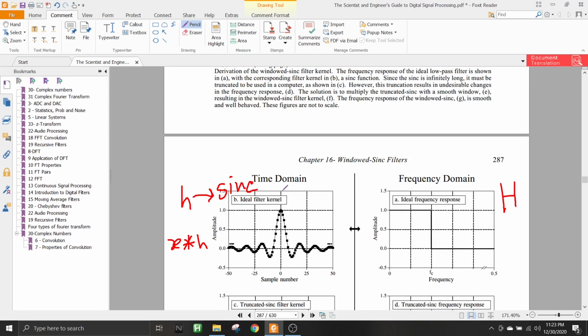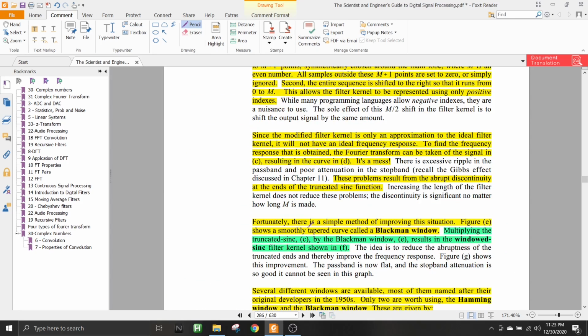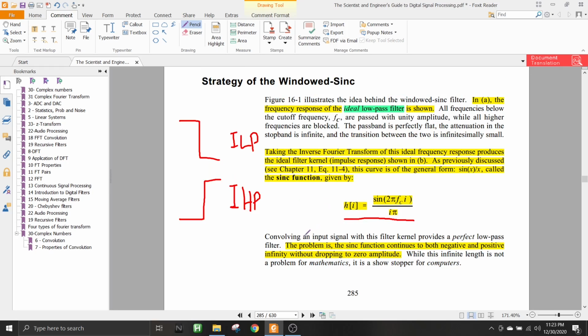One theoretical thing to notice is that the sinc function is an infinite function. But we cannot store infinite signals in our system, so there will be a problem due to this. This is the next problem we'll be talking about. The sinc function is infinite, meaning i runs from negative infinity to positive infinity, and it never becomes stable at 0. The problem is that it continues to both negative and positive infinity without ever dropping to 0 amplitude.